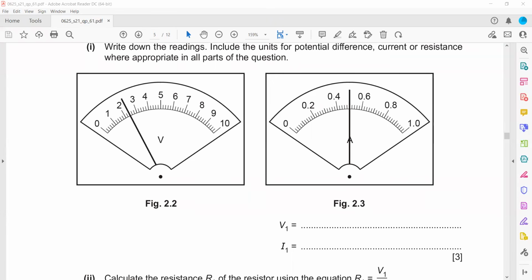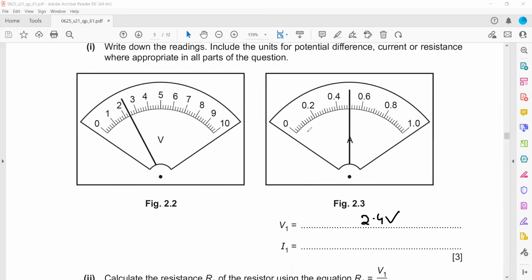Remember, look, each line is representing 0.2, because from 0 to 1 there are 5 lines. So each line is representing 0.2. So this is 2.2 and 2.4. It is important that you read this instrument correctly. That's a simple way to identify the smallest mark. The smallest mark is 0.2. So that is right, 2.4 is the correct answer.